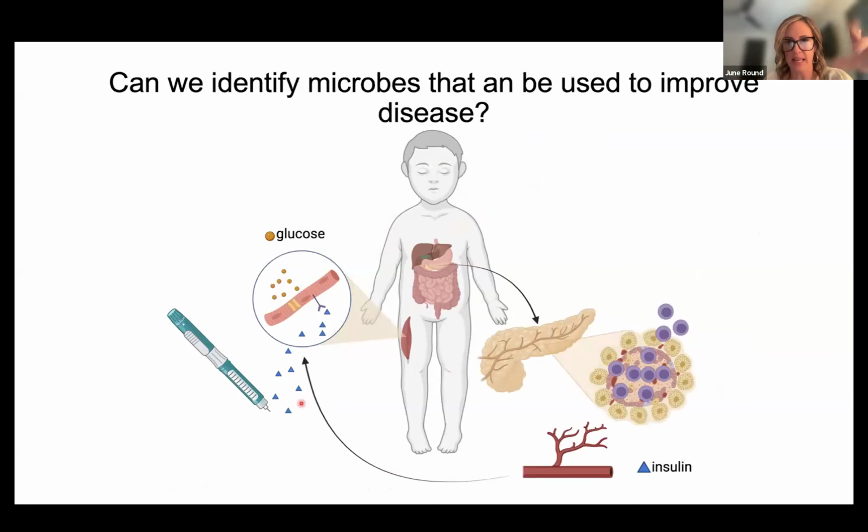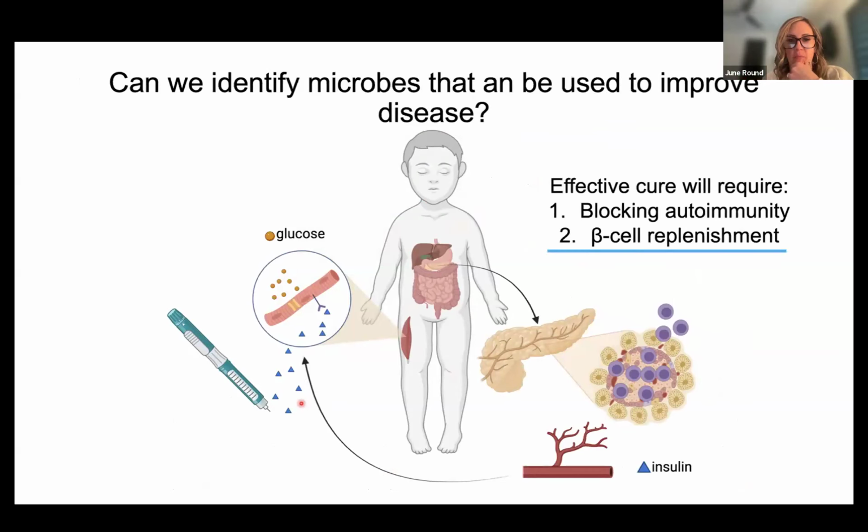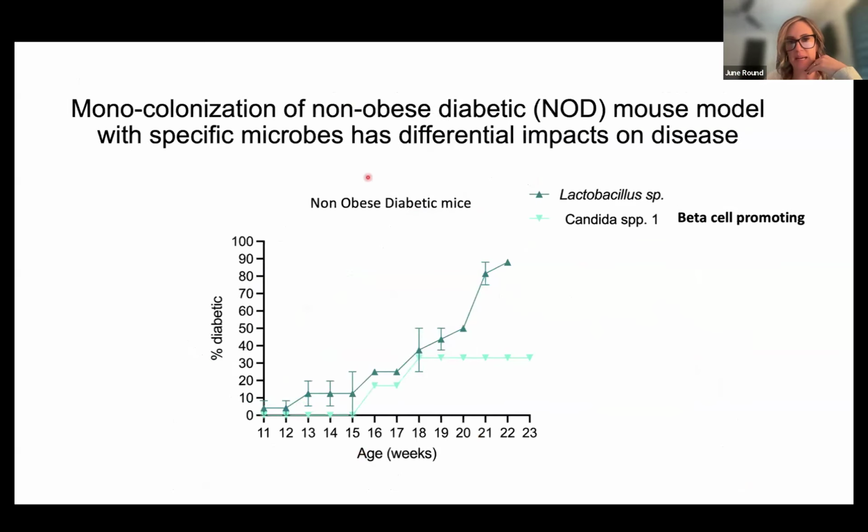So I'll leave you with this last data slide, which is where we took NOD mice. So these are non-obese diabetic mice. They are germ-free animals, and here, these animals will spontaneously develop diabetes. And in germ-free animals, in our colony, we get the same incidence of diabetes in our germ-free animals as we do in SPF. So we're using the NOD mice to ask questions about how specific organisms impact the incidence of diabetes. So here we monoassociated animals with a Lactobacillus species, which I just showed you data does not have any beta cell promoting activity.